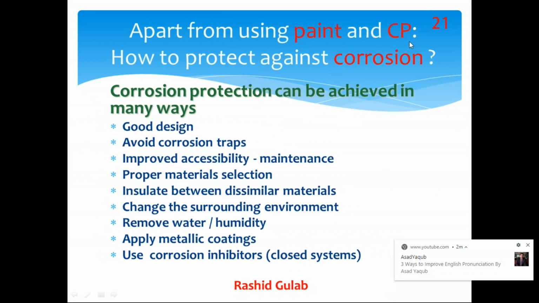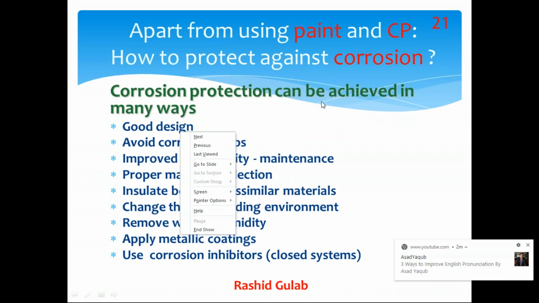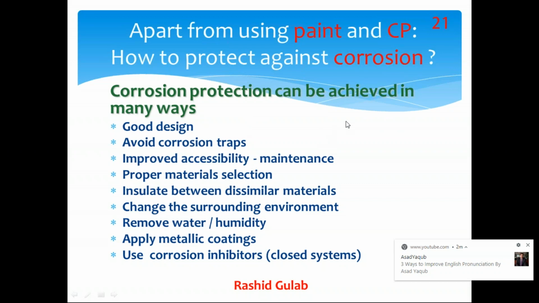Apart from using paint and cathodic protection, how do we protect against corrosion? Corrosion protection can be achieved in many ways. In many ways we can protect our structures. How? Good design. We discussed earlier that good design is very important in the protection. If our design is good, we can minimize the chances of corrosion.